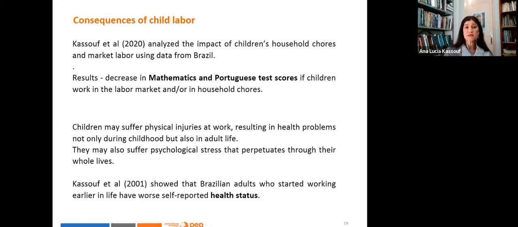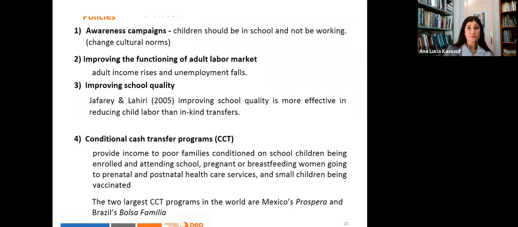Also, children may suffer physical injuries at work, resulting in health problems, not only during childhood, but in adult life. They may suffer psychological stress, and that perpetuates through their whole life. We also show that Brazilian adults that started working earlier in life had worse self-reported health status.